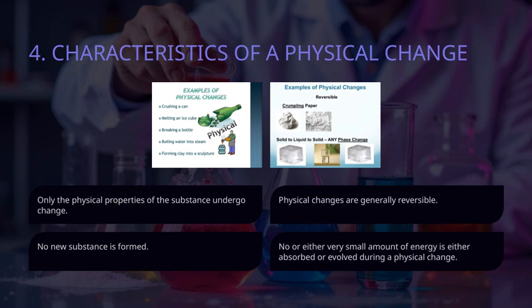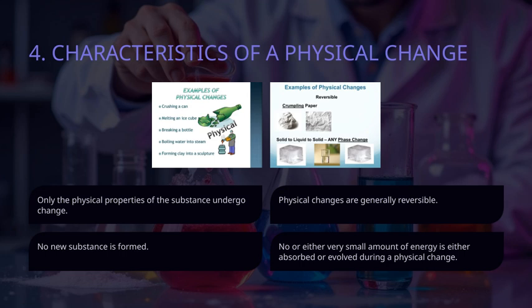Let's talk about the characteristics of a physical change. First, only the physical properties of the substance undergo change. This means that during a physical change, things like shape, size, or state might change, but the actual material remains the same. No new substance is formed, which is a key point. You're not creating something new, just altering how it looks or behaves physically.